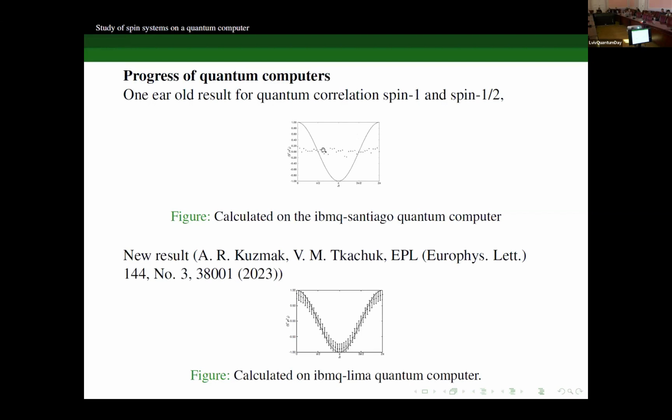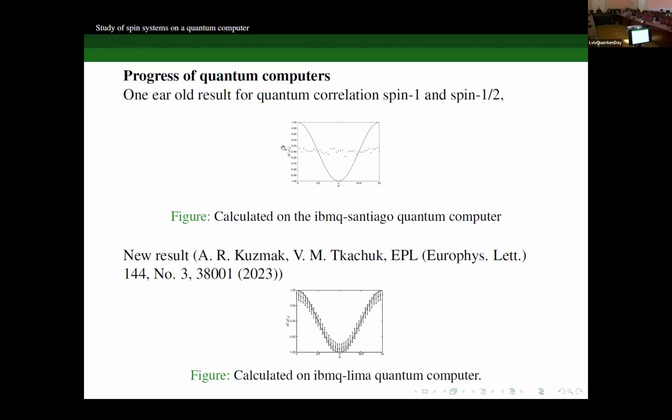You find that it is a solid straight line. It looks like a very bad result, and of course the referee asked why such a bad result. The proposition from the referee was that we recalculate this result using a new quantum computer, maybe 1 year newer. So what is the result? The result is presented here. It is a very good result.